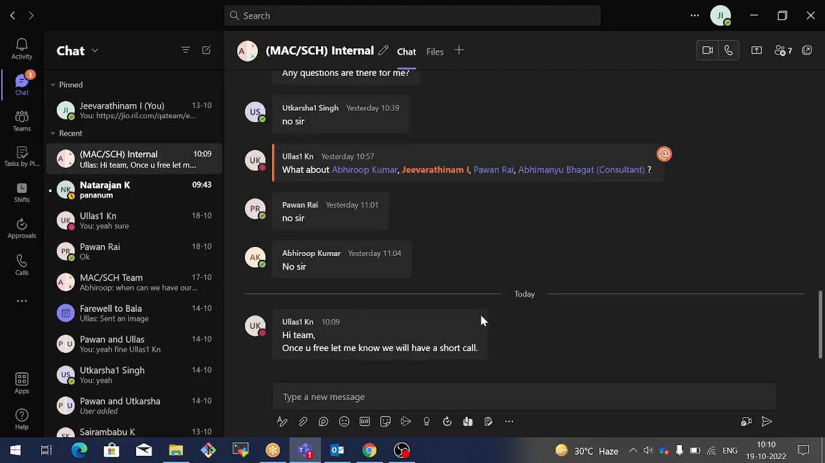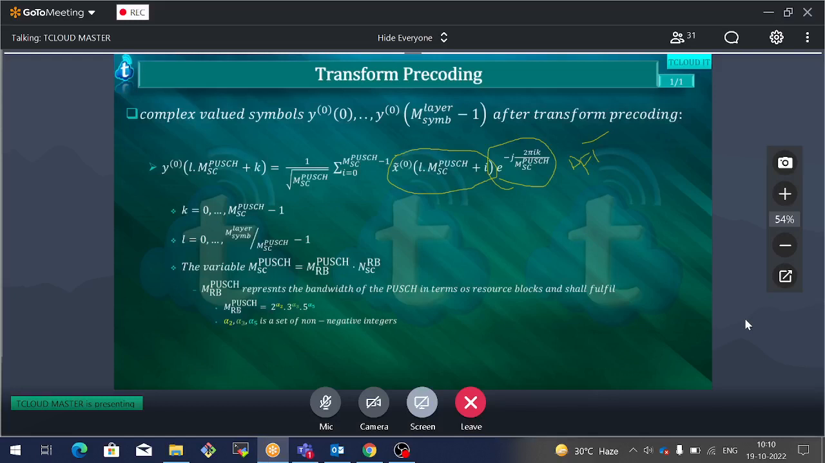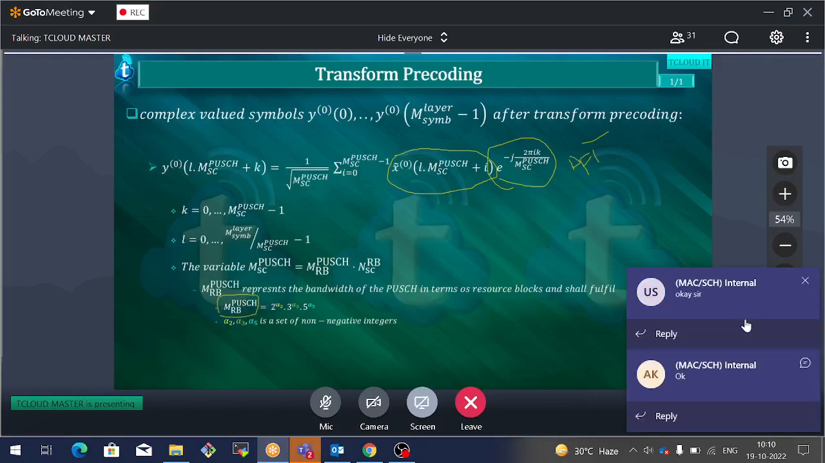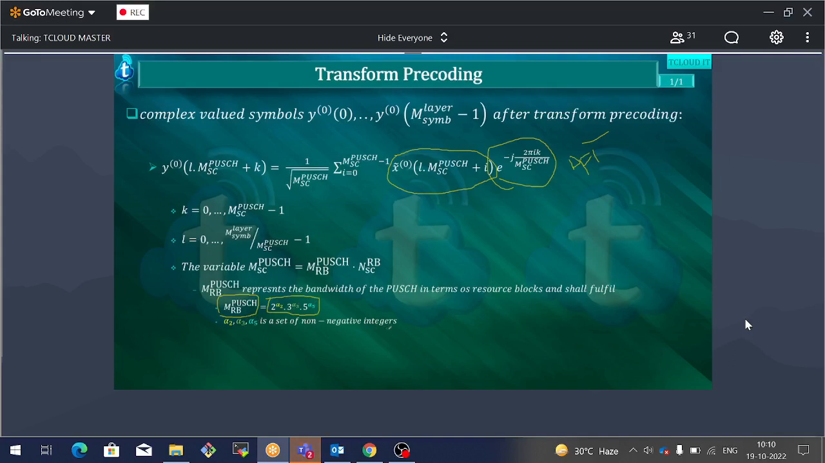But there is one thing that we have to recognize related to the PUSCH resource allocation technique. The number of resource blocks that are allocated to PUSCH must follow this particular rule: 2 to the power of alpha 2, 3 to the power of alpha 3, 5 to the power of alpha 5. That is the number of resource blocks allocated for PUSCH operation, uplink channel operation. Here, alpha 2, alpha 3, and alpha 5 are a set of non-negative integer values.